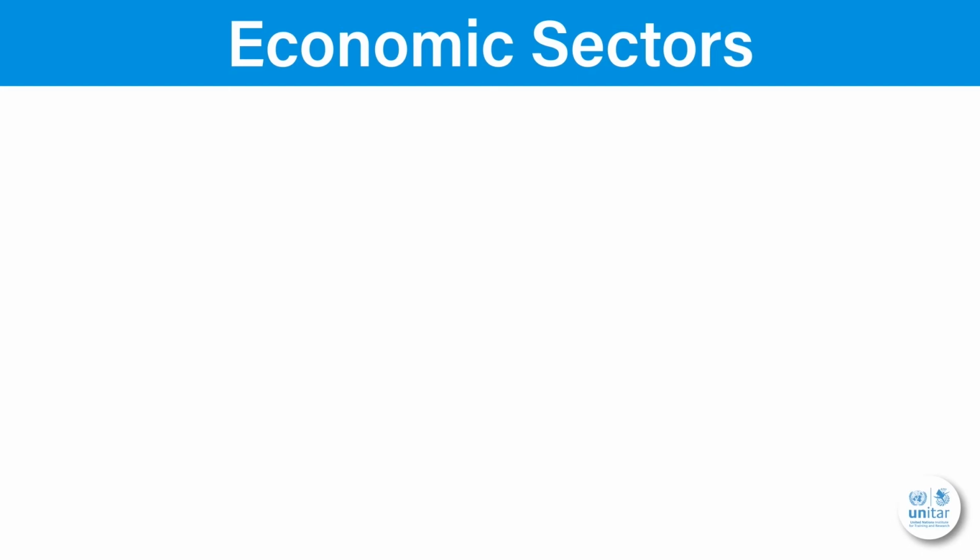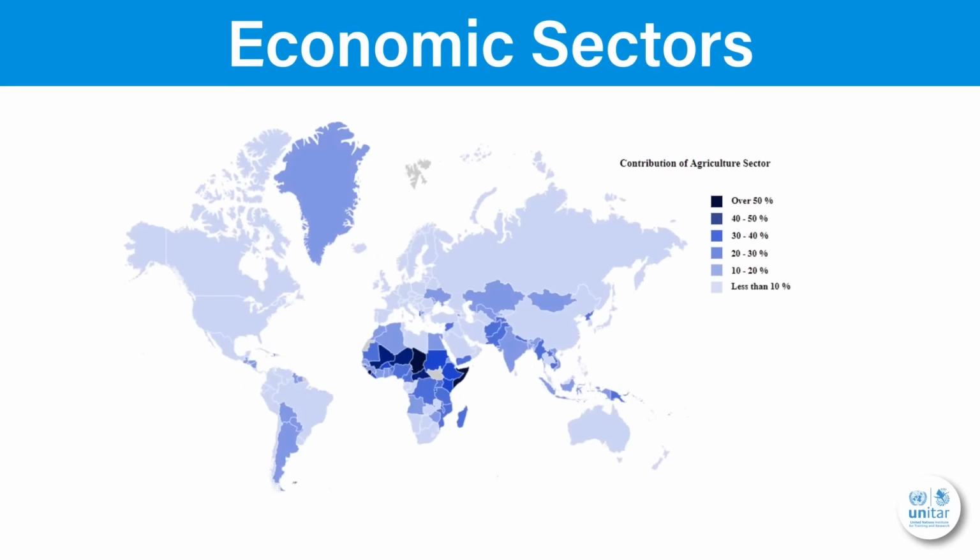the worldwide situation through the contribution of each sector to the GDP of each country. For the primary sector, we can clearly see that in low and middle income countries, such as sub-Saharan Africa, the primary sector is the major contributor to the GDP. In high-income countries, the contribution is less than 10%.